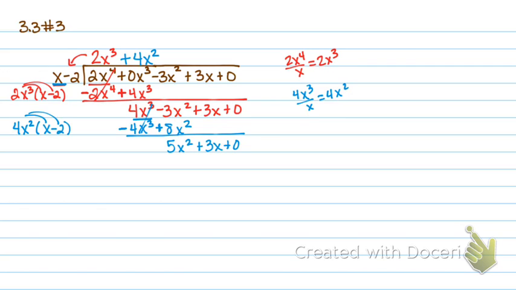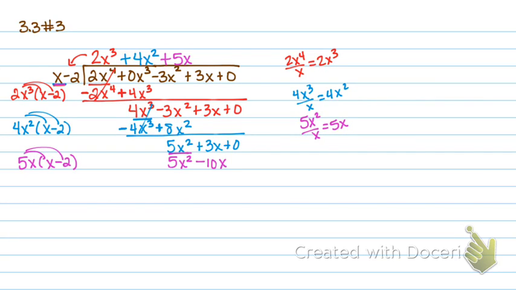All right, and then we're going to repeat. So we're going to do this again. So divide your first, 5x squared, divided by the x on the outside. So 5x squared divided by x is 5x. So we have a positive 5x. We're going to multiply that by everything on the outside. So 5x times that x minus 2. Distribute it. You get 5x squared minus 10x.